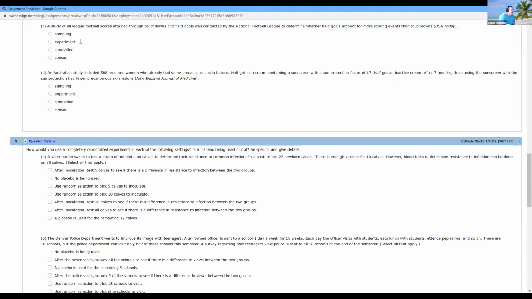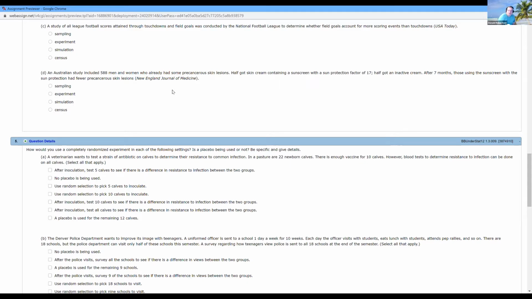Now, sampling and experiment are probably the two that you're going to have the hardest time separating. So look at D. An Australian study included 588 men and women who already had some precancerous skin lesions. Half got a cream, the other half got some factor, and the other half got something else, right? So can you see that the preamble here has got a lot to do with the experiment? If I go into it, it looks like that's a double-blind experiment, although they never gave me that as a choice.